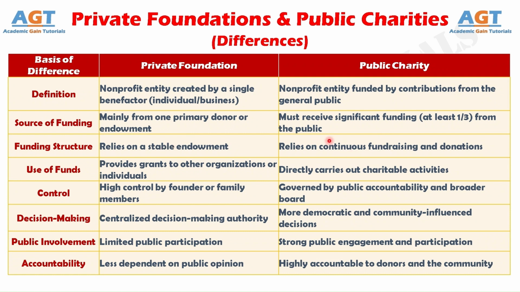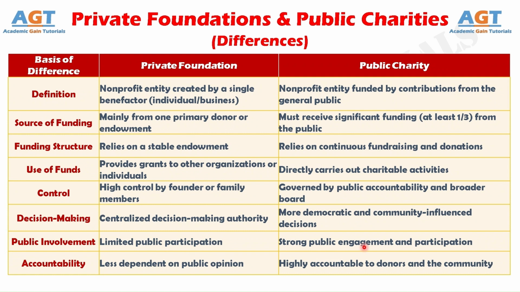Number 4. A private foundation distributes funds through grants, whereas a public charity uses funds to perform direct charitable activities. Number 5. A private foundation offers high control to its founder or family, whereas a public charity is governed with broader oversight and accountability. Number 6. Decision-making in a private foundation is centralized, whereas in a public charity it is influenced by community needs and stakeholders. Number 7. A private foundation has limited public involvement, whereas a public charity actively engages with the community.